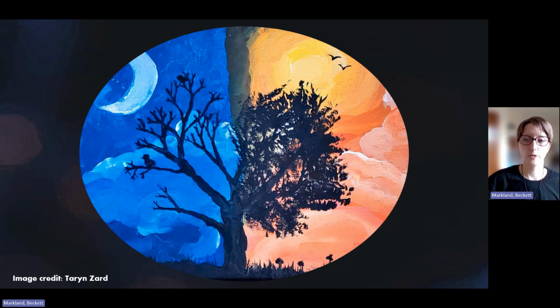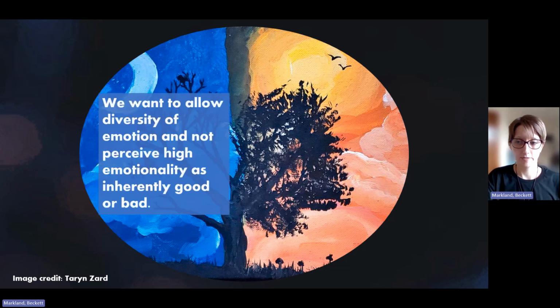It will be in the way that you talk about emotions with children. It will be in the systems that you have in place to help them learn about themselves and what they need. The real key is allowing for diversity of emotion and not perceiving high emotionality as being inherently good or bad.